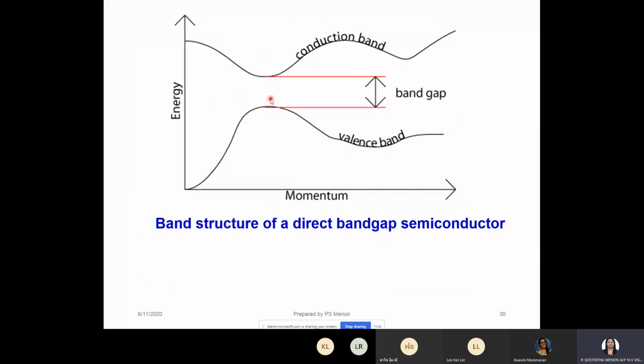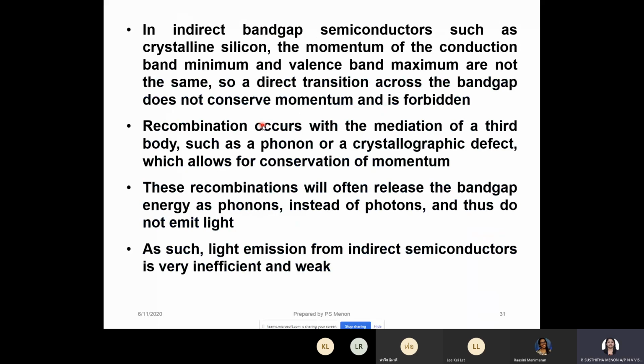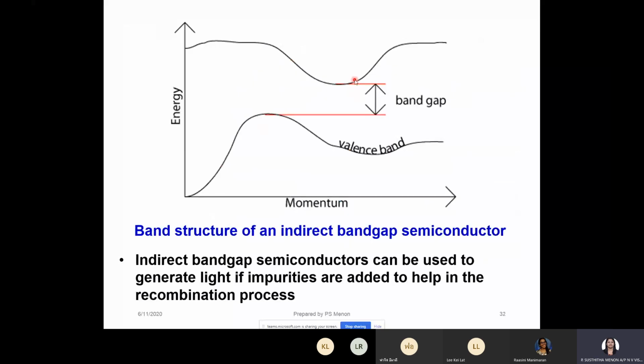So this is a direct band gap semiconductor, where the minimum and the maximum are aligned directly above or below each other. So in an indirect band gap, they are not directly under each other. Okay, so this is an indirect band gap. An example of this is silicon. All right. Now many research works try to do an intermediate transition, where it will transmit somewhere to this level and then transmit down. Okay, for silicon.